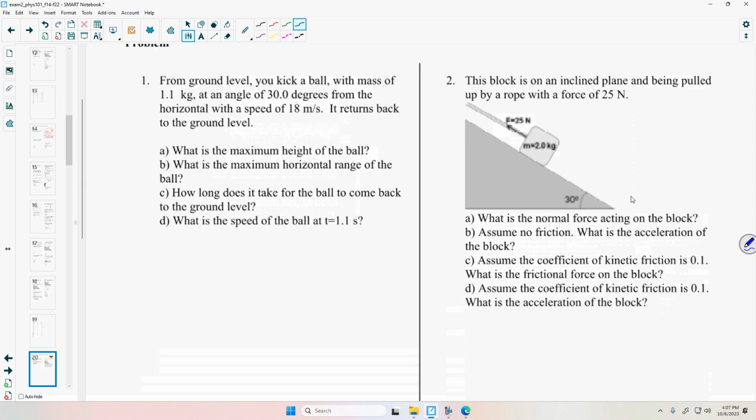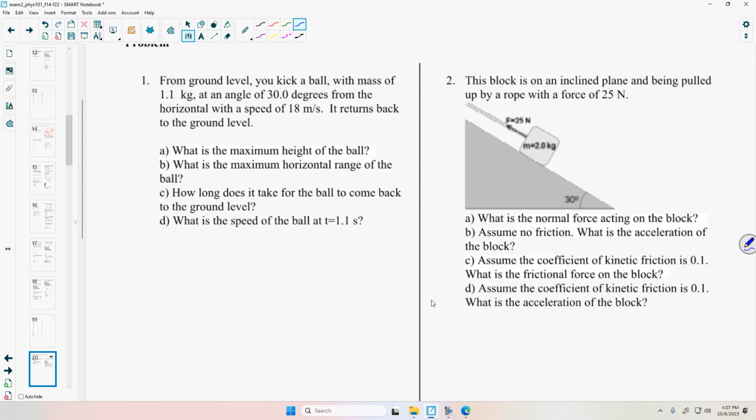Okay, yeah, so this is a good one. Notice, by the way, this number 2 is basically identical to the one that we just worked. It's asking the normal force. It has a force that's pulling it up the inclined plane. So same steps you're going to take for that.